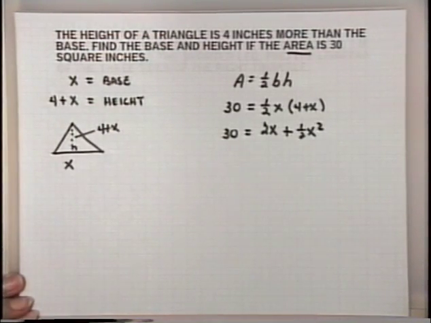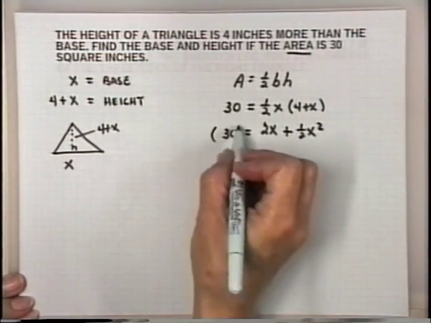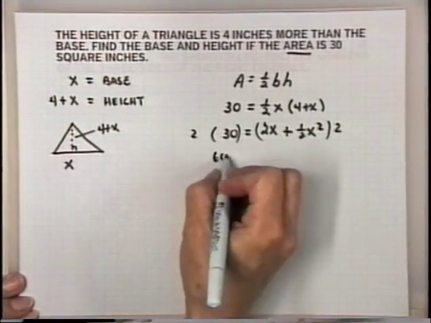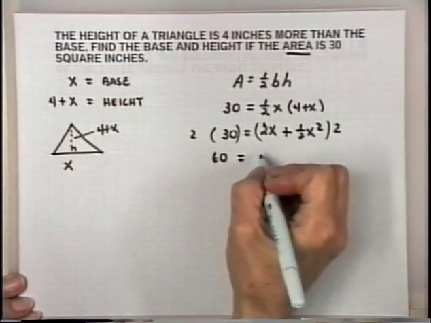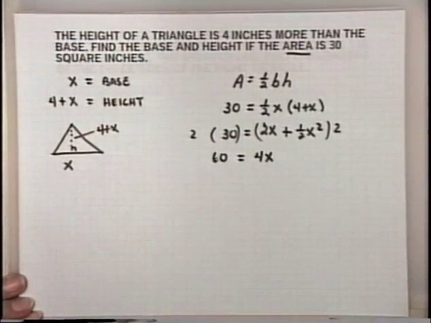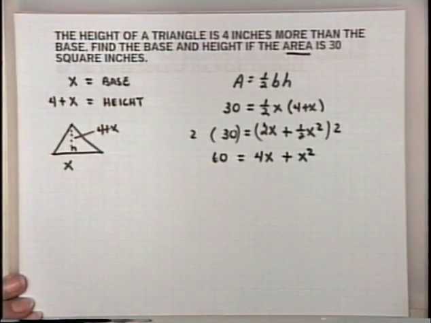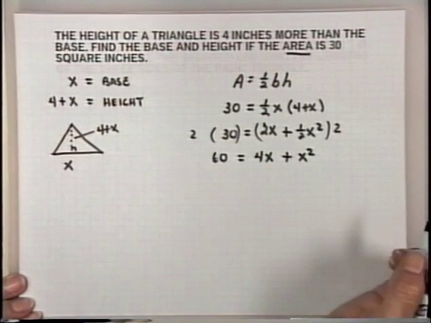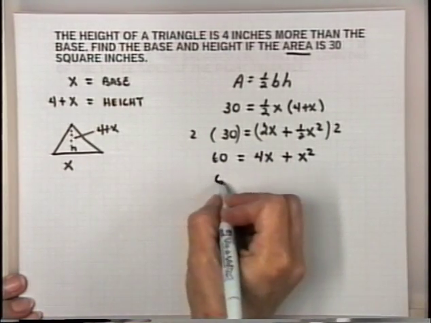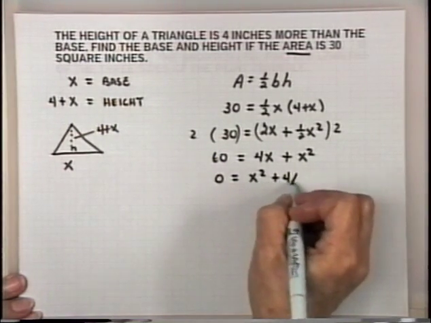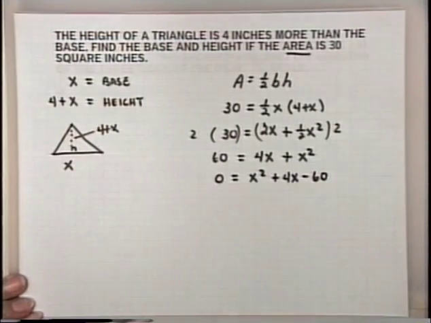Since we have a fraction in this equation, let's clear the fraction. Let's multiply both sides by 2. 2 times 30 is 60, equals 2 times 2x is 4x, plus 2 times 1/2 gives me 1x squared. We have a quadratic equation. The positive coefficient is here on the right-hand side, so we'll subtract the 60 and place this in standard form. X squared plus 4x minus 60.